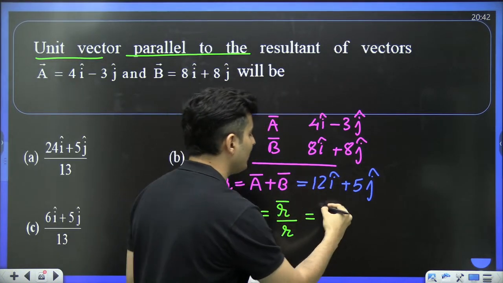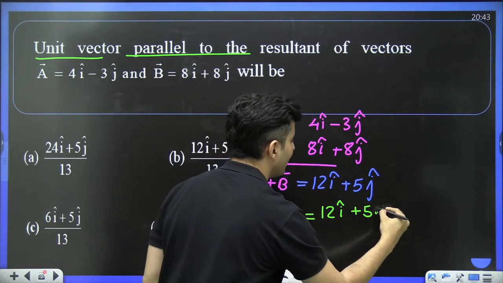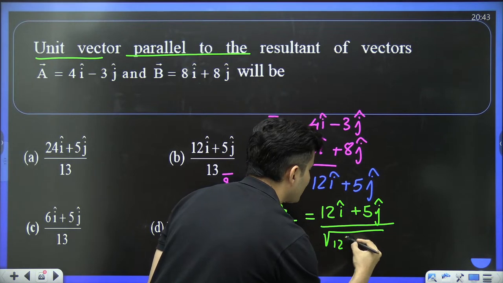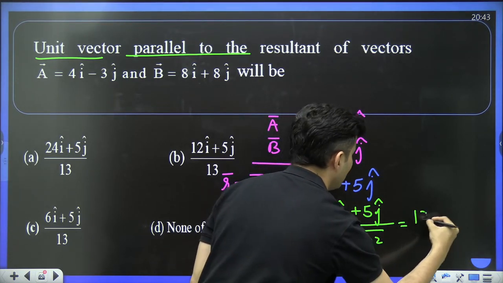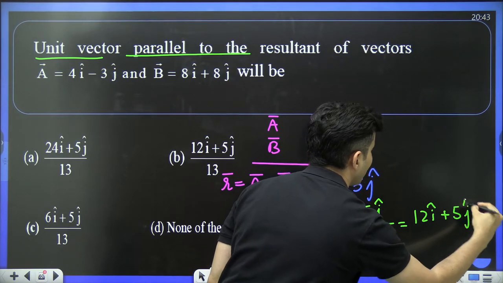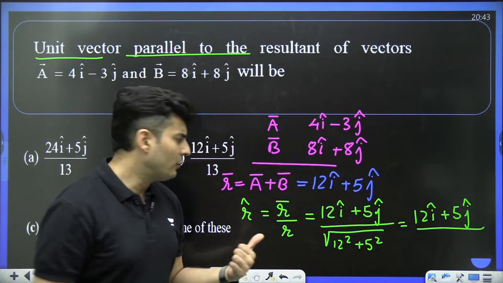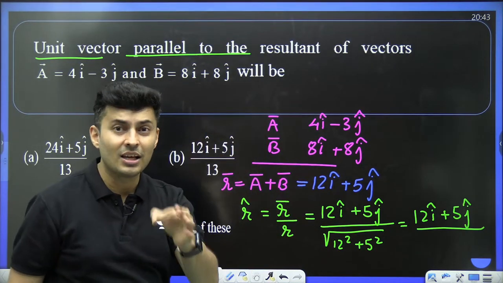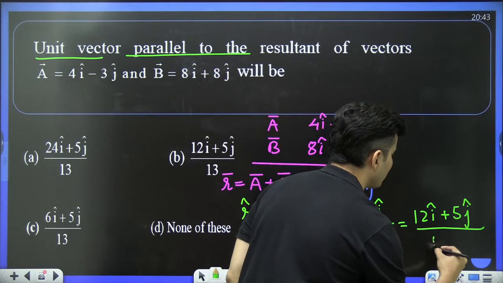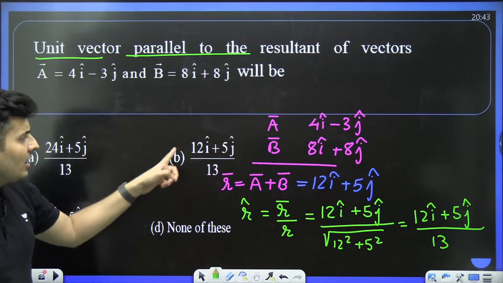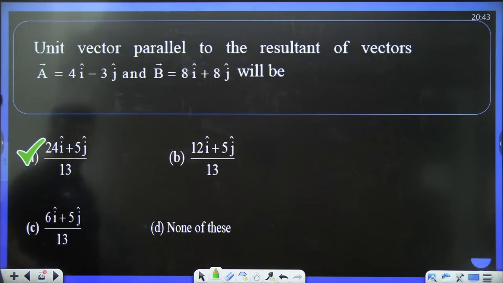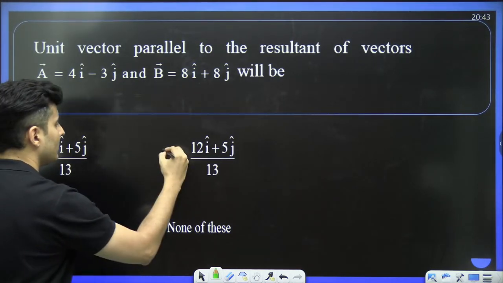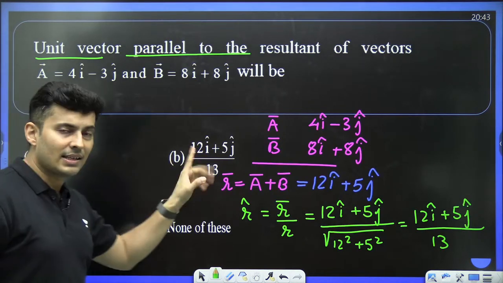So what is r vector? It is basically 12i cap plus 5j cap divided by the magnitude. Magnitude means root of 12 square plus 5 square. Guys, tell me, what is 12 square? 144. 5 square, 25. 144 plus 25, 169. It's a perfect square of 13. So this will be 13. So that's the answer. 1 by 13, 12i plus 5j, which is option B, of course. This is wrong. Again, why are the answers marked wrong? This is not the correct answer. This is the correct answer.